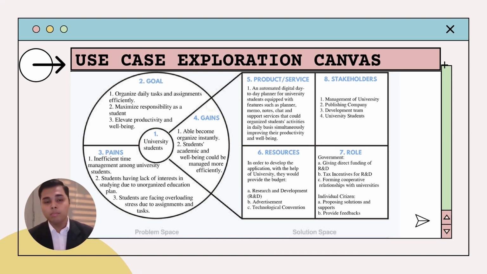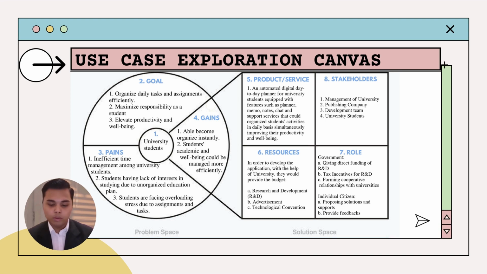So, done with the problem, we are going towards the solution space. There are 4 components, and the first one is the product and services. This Edu Planner is an automated digital day-to-day planner for university students, equipped with lots of features that could help them in achieving their goals. The resources are in terms of budget. With the help of the university, a budget will be provided for R&D, research and development, advertisement, and also technological convention, to promote the application further.